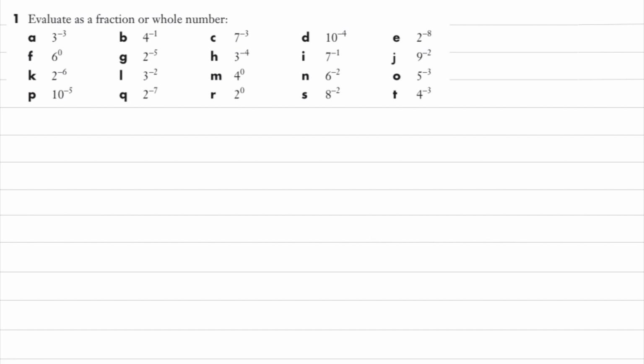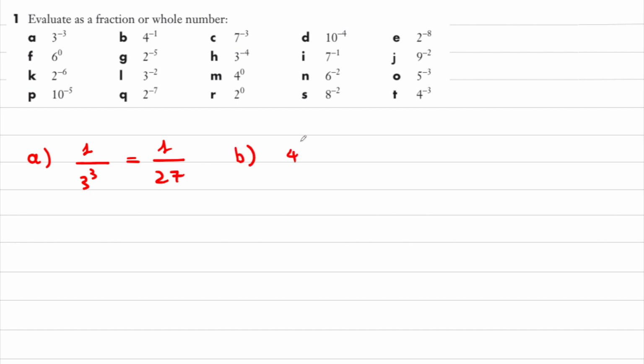So let's practice negative indices. Question 1: evaluate as a fraction or whole number. I have to change from the negative indices to a fraction first. 3 to the power of minus 3 is equal to 1 over 3 to the power of 3, and then 1 over 27.